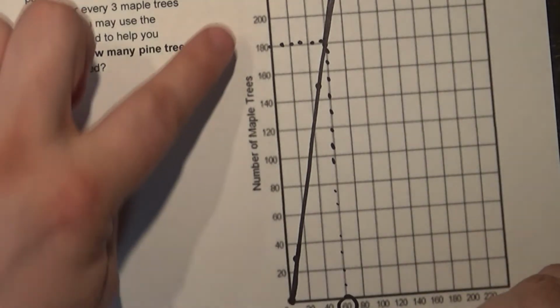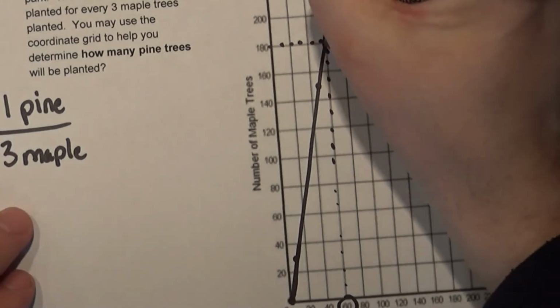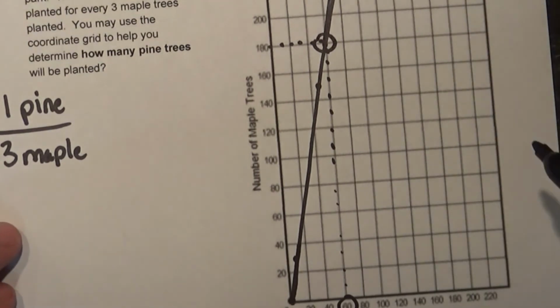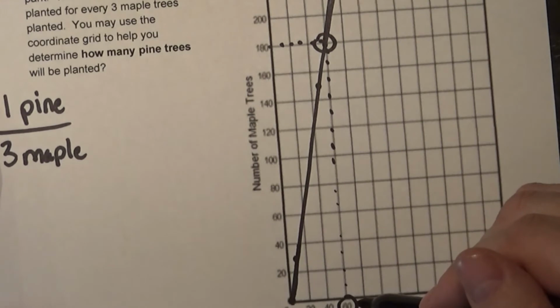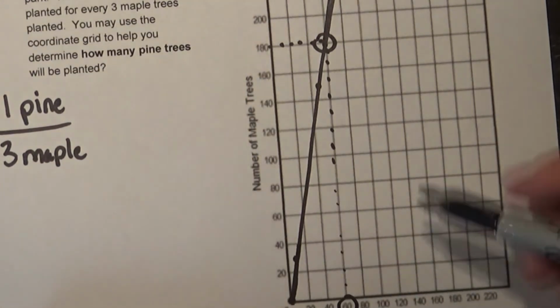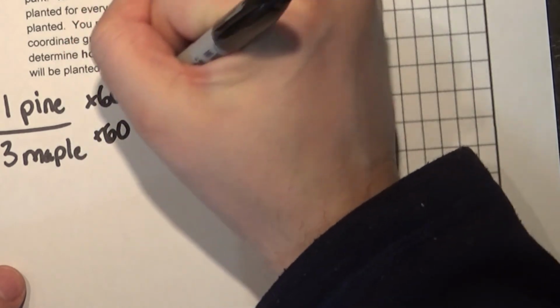So the ratio of 60 to 180, if I think about that, 180 plus 60 equals 240. So if this is a point, that's going to be a real big help for me. So if I think about that, what am I doing to one pine to get it to 60 pines? I'm multiplying by 60. Let me just try this out real quick.